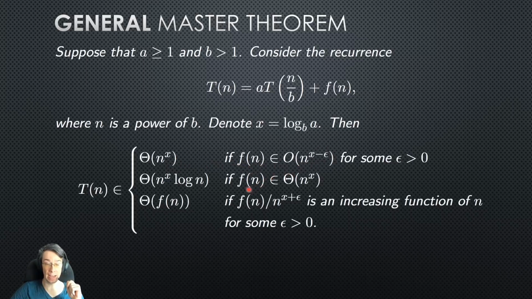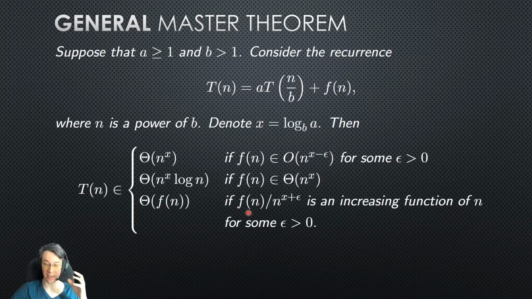Now, if f of n is in theta of n to the x, then we get n to the x times log n. This corresponds to the x equals y case, and we get the same complexity here, n to the x times log n.